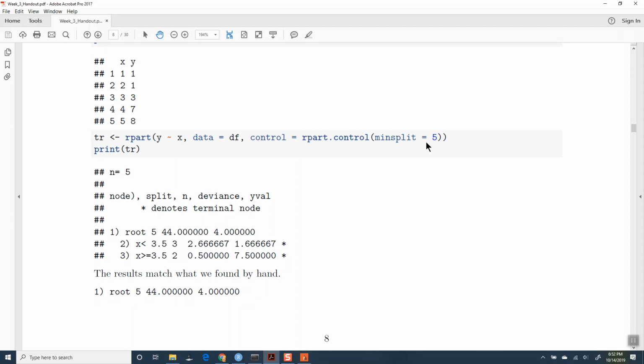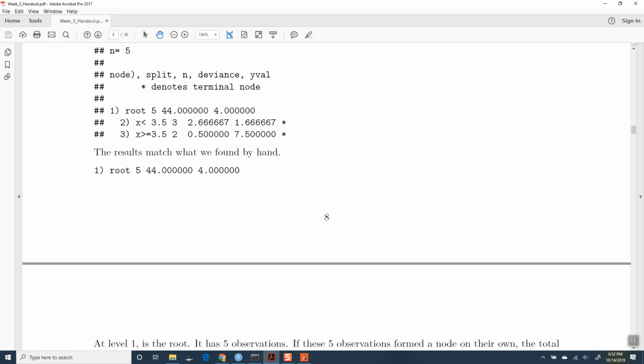Normally R would just say you only have 5 observations, just throw them in one partition, I don't want to split it any more than that. But we say consider a split even though you only have 5. And we see here's the results.